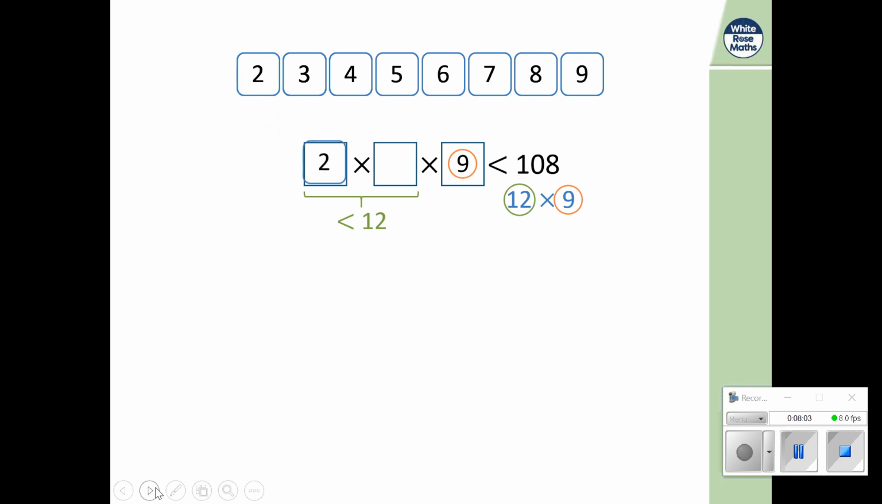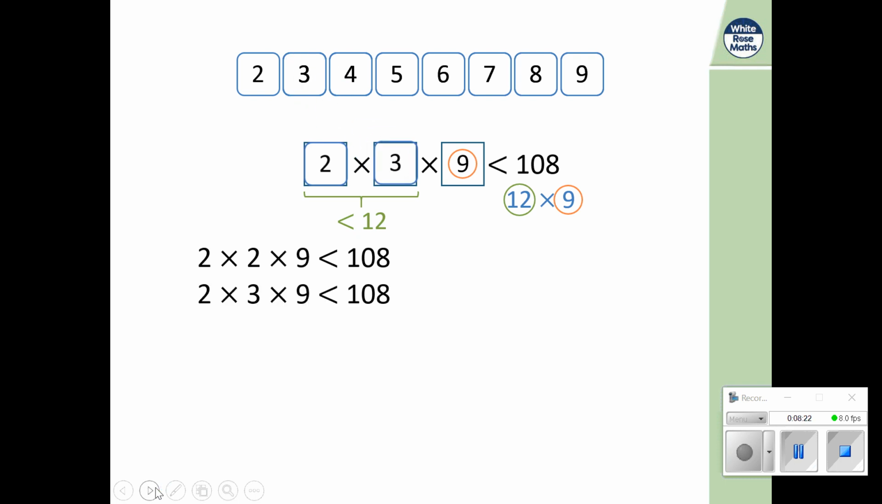So let's look at possibilities. Right, we have 2. 2 times what is 12? Well, 2 times 2 is 4. Is that less than 12? Yes. So that's a possibility. Because 36 is less than 108. 2 times 3 is 6. Does that work? Yes. Because 6 times 9 is 54. 2 times 4 works because 2 times 4 is 8 and is less than 12. 2 times 5 works because 2 times 5 is 10 and is less than 12.